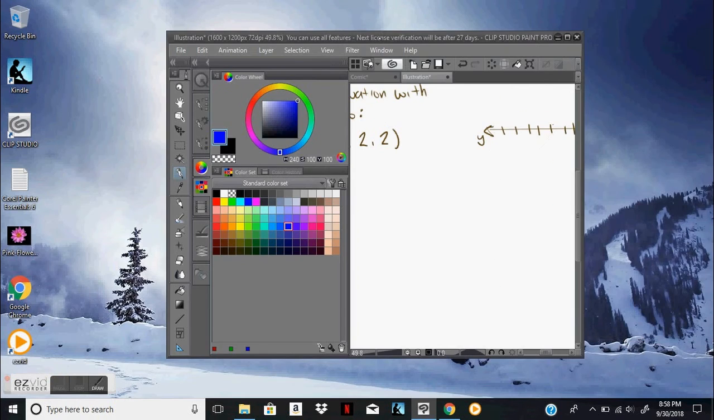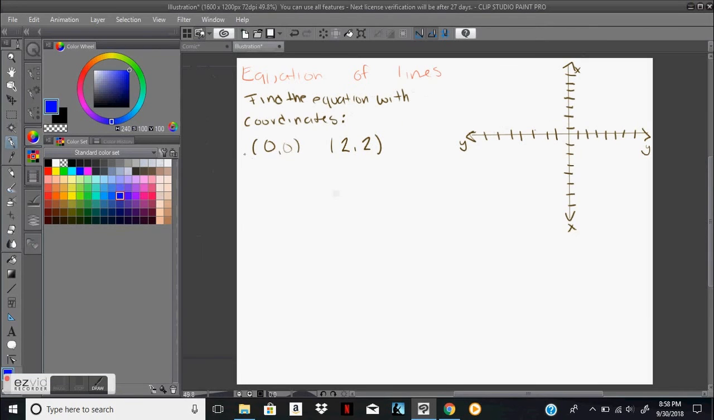Now for our next example, we are going to be working with coordinates. So we're going to find the equation with coordinates. I labeled the x and the y, and I plot them right into my graph, and I draw a straight line through those points. And that is really easy, but the more complicated part would be finding the equation with those points.